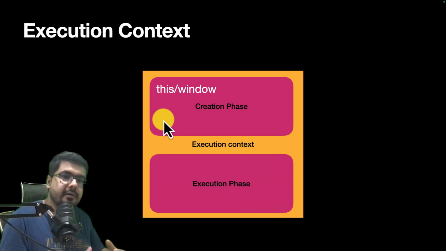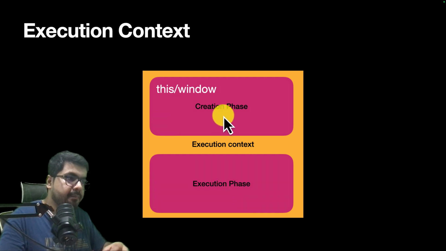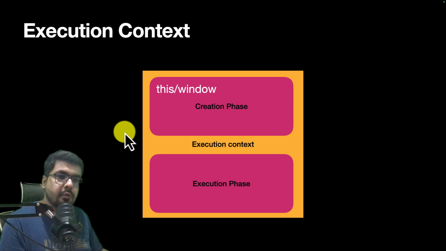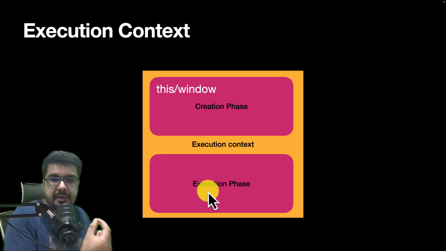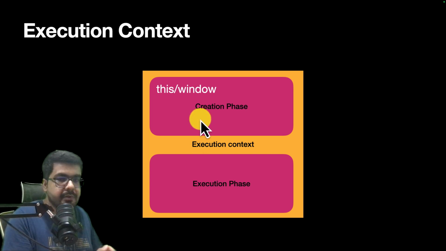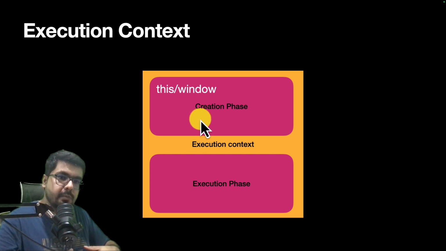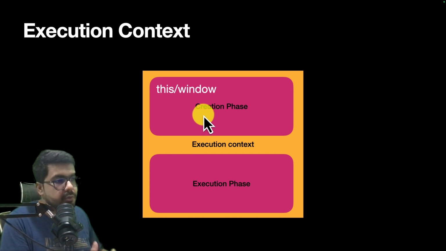So just assume that the creation phase is just some steps. For every execution context, JavaScript goes through 2 different phases, right? Number 1 will be the creation phase, and the second will be the execution phase. Just assume that the creation phase is the point where you plan for how to execute JavaScript code in the new environment. So that is known as our creation phase, right?